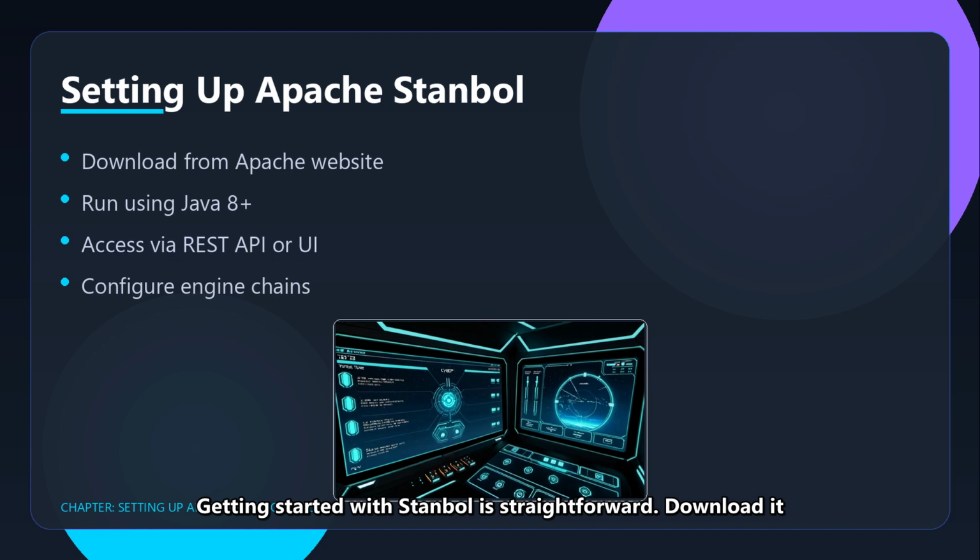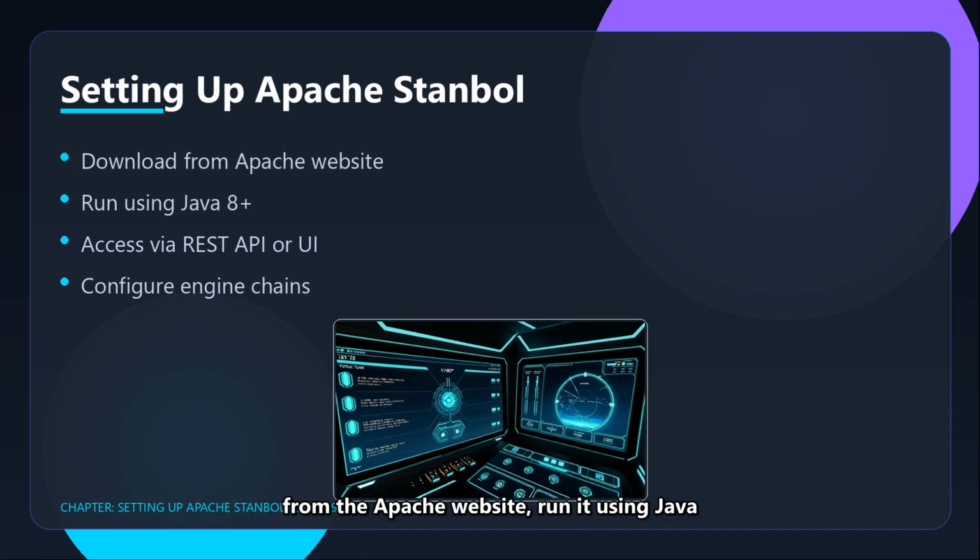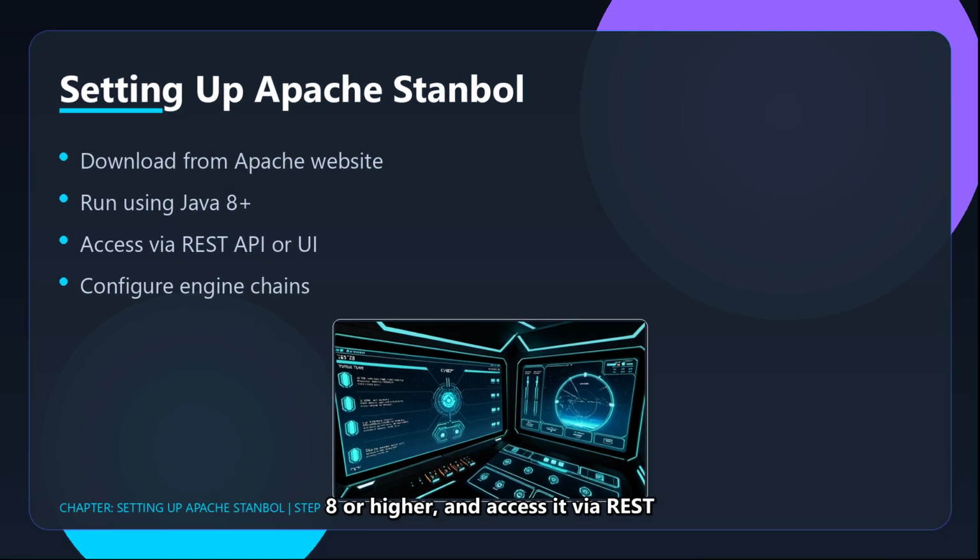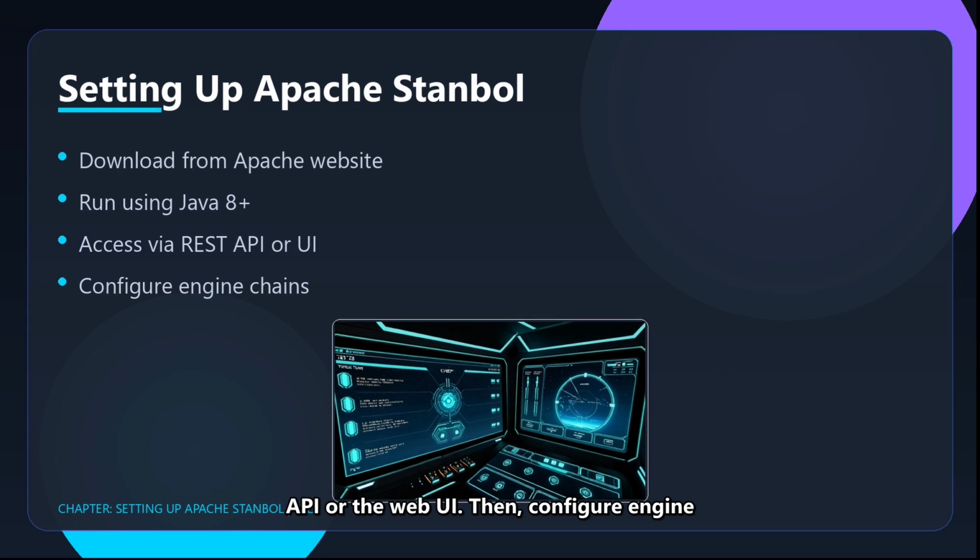Getting started with Stanbol is straightforward. Download it from the Apache website, run it using Java 8 or higher, and access it via REST API or the web UI. Then, configure engine chains to start enriching your content.